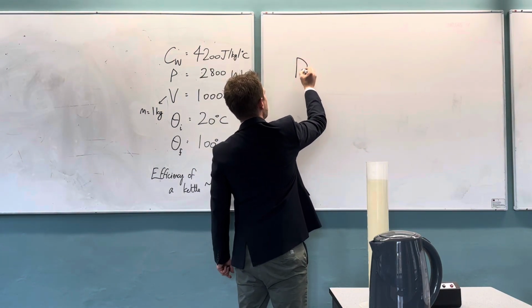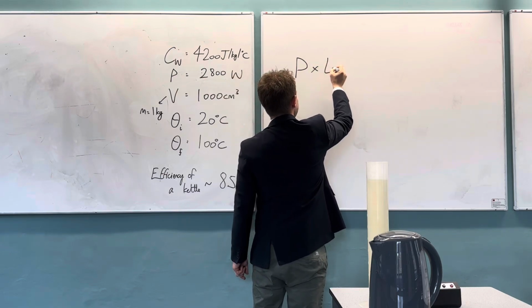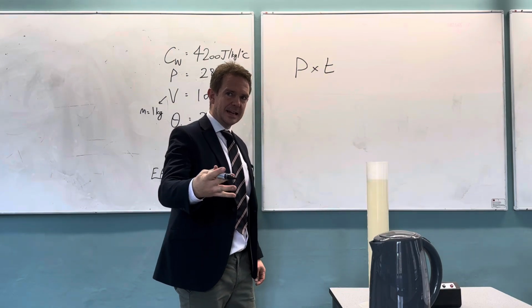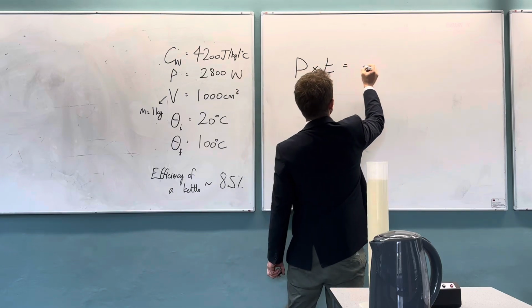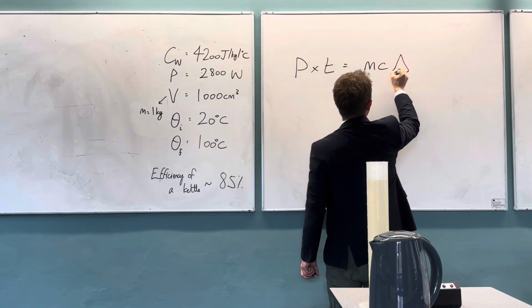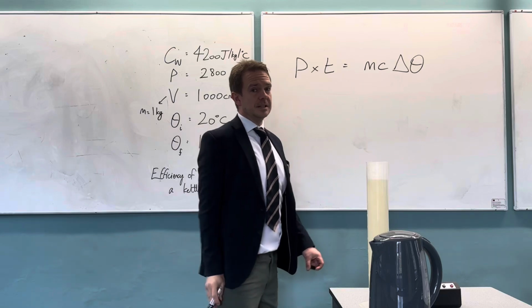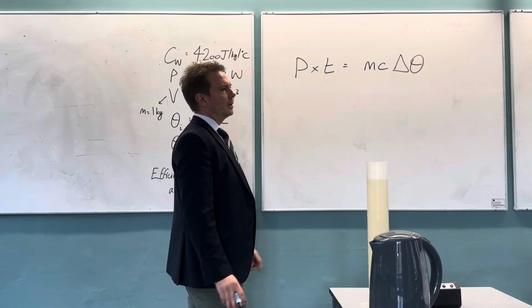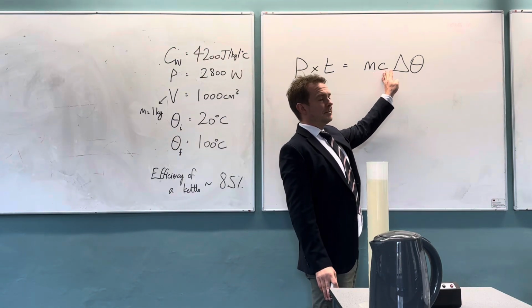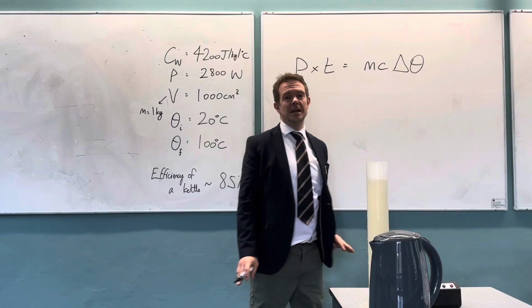We can say that the power of the kettle multiplied by the time it's on for, the time it takes to boil the water, is going to be equal to the thermal energy delivered to the water, which, if you've done GCSE physics or chemistry, you'll be familiar that that is given by the mass times the specific capacity times the change in temperature.